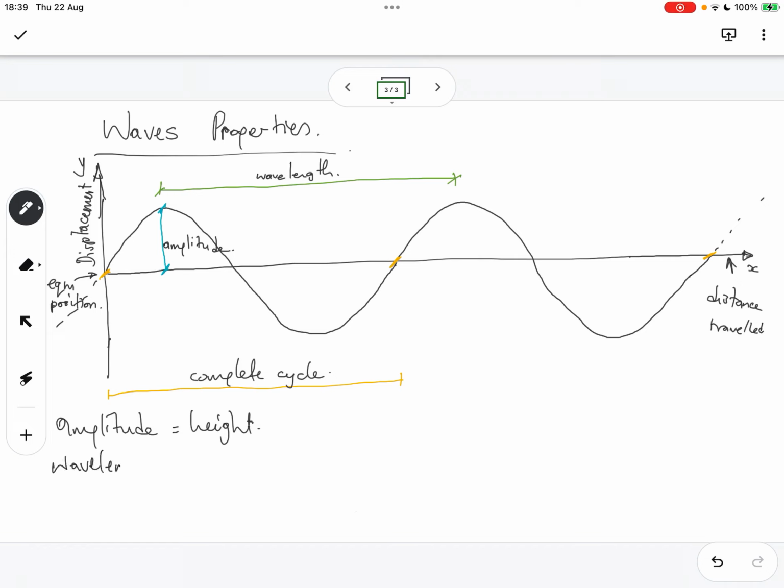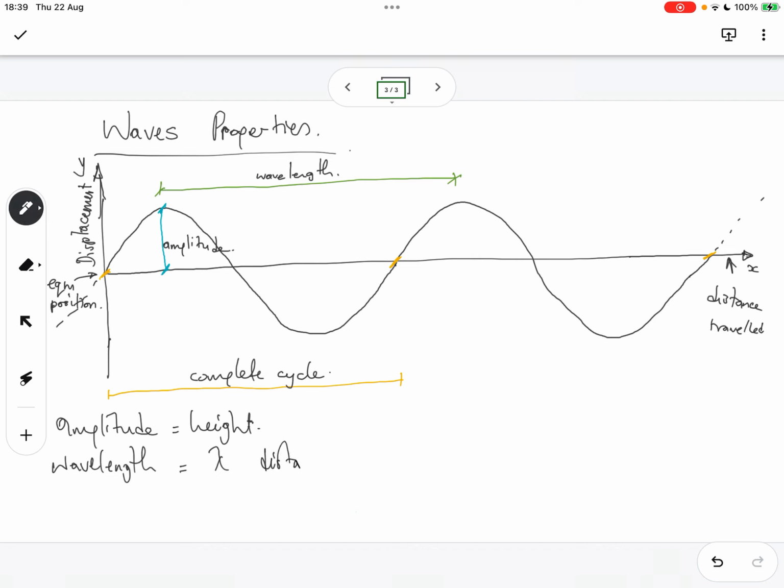Then wavelength would be given symbol lambda, and it's the distance between 2 consecutive points in the wave which are in phase and is measured in meters. So let's say distance between 2 crests.